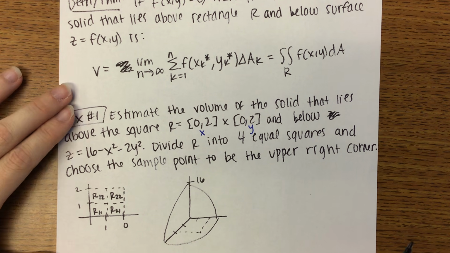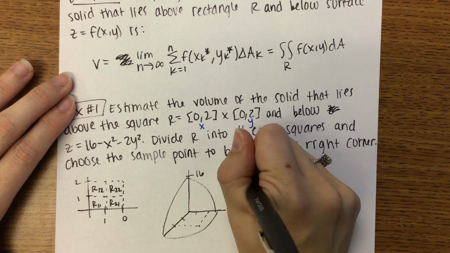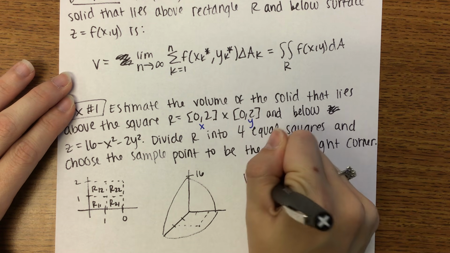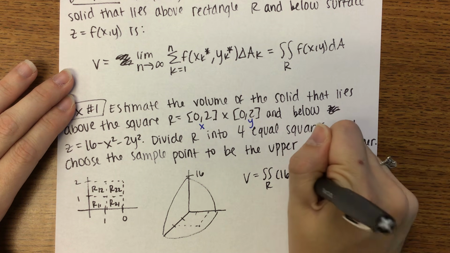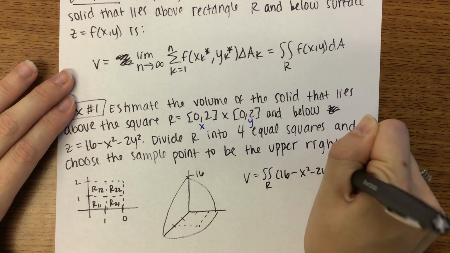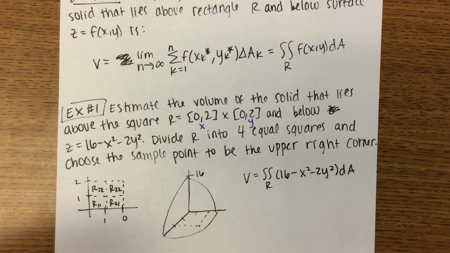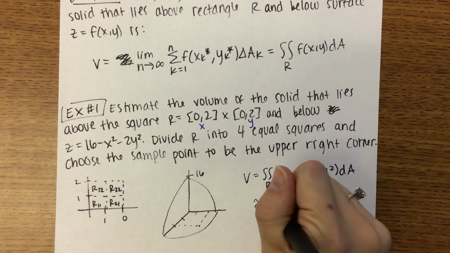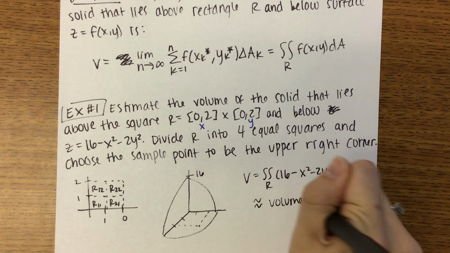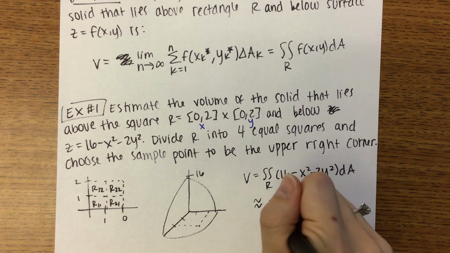Okay, so if we wanted the actual volume, it would be the double integral over the region R of our surface, which is 16 minus x squared minus 2y squared dA. We're not actually going to calculate that, though, because we don't know how to yet. That is going to be approximately equal to the volume of the 4 parallelepipeds.